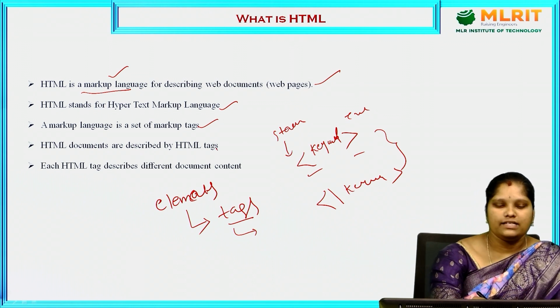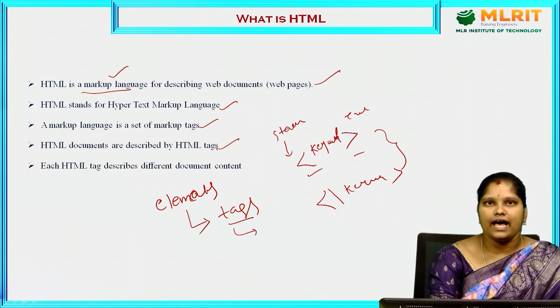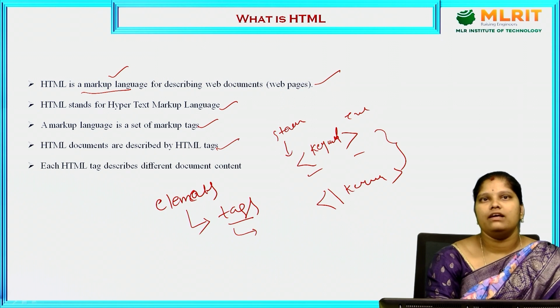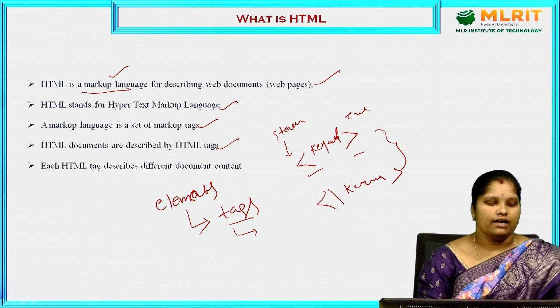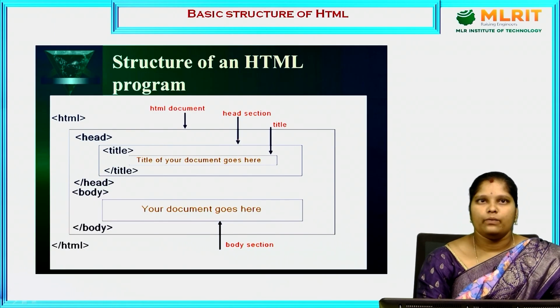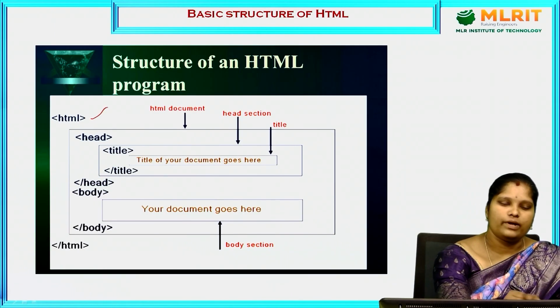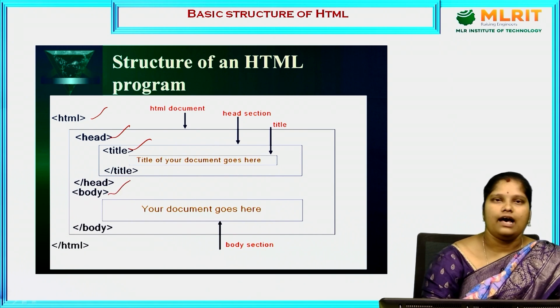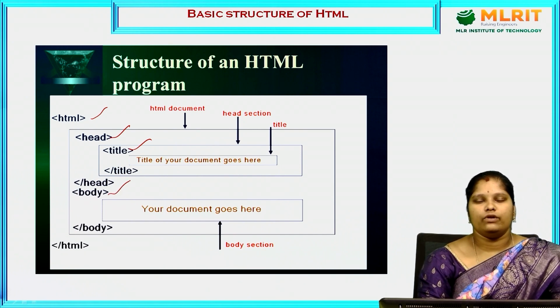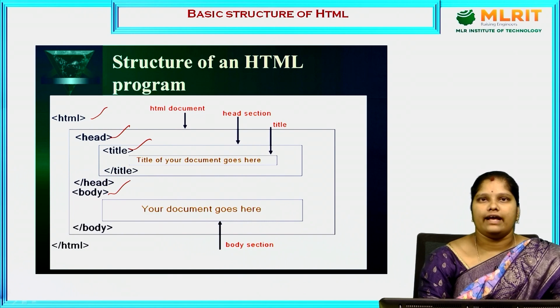And next one is HTML documents are described by HTML tags, right? HTML documents are described by a few HTML tags, and each and every HTML tag describes different document content, right? Here in this basic structure we have a few tags. First one is the html tag, second is the head tag, then the title tag, and body is another tag. Here we need to use four HTML tags.